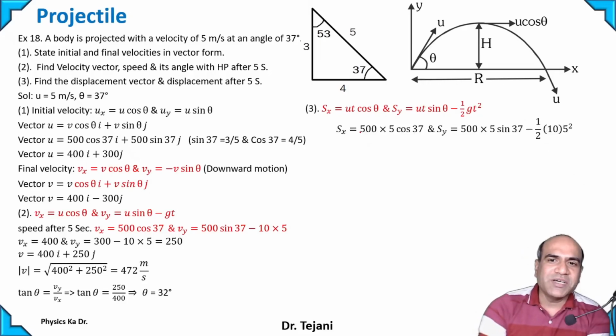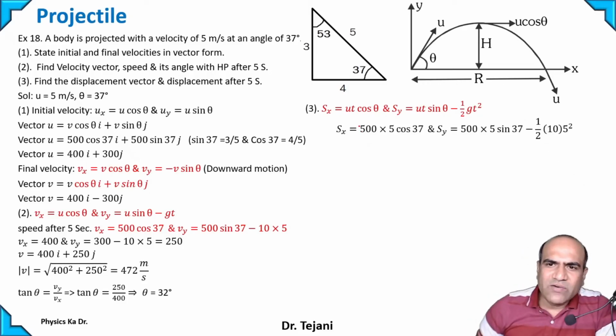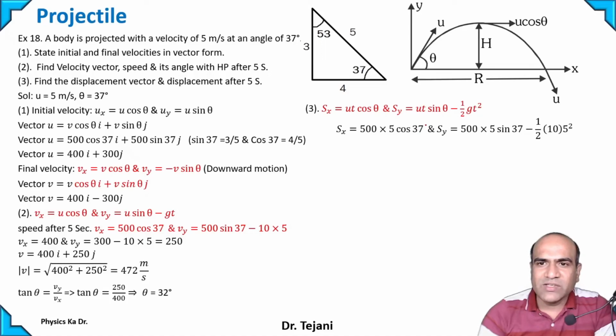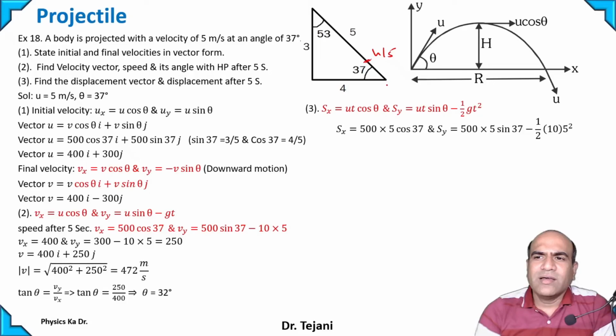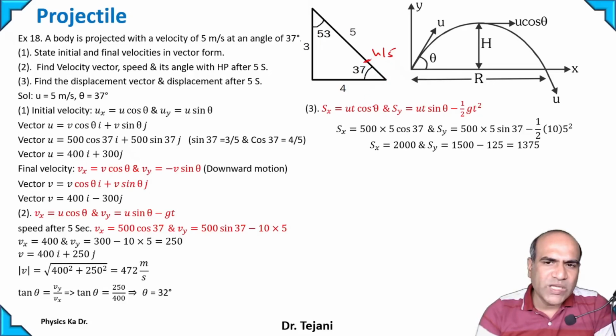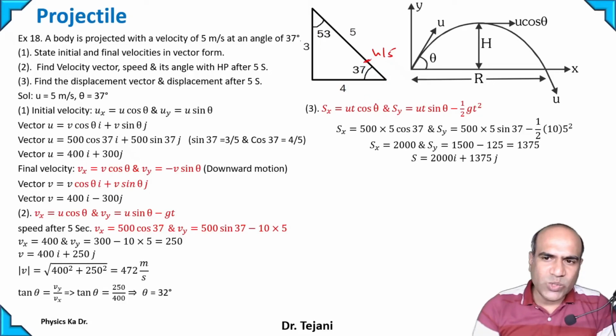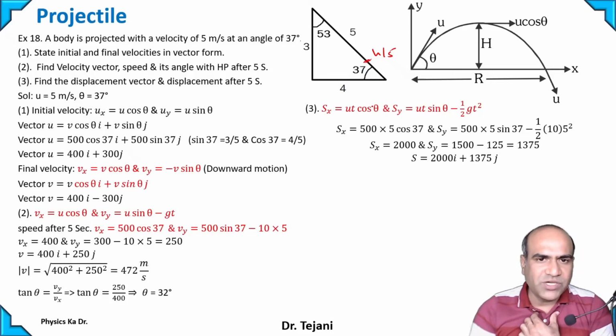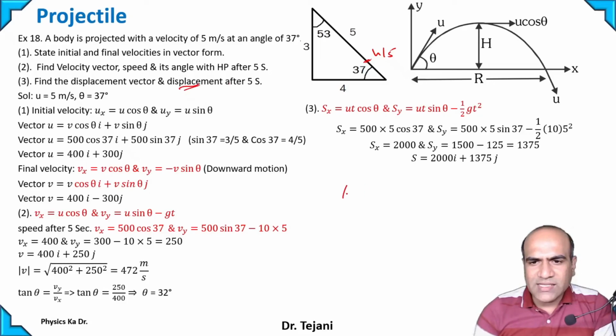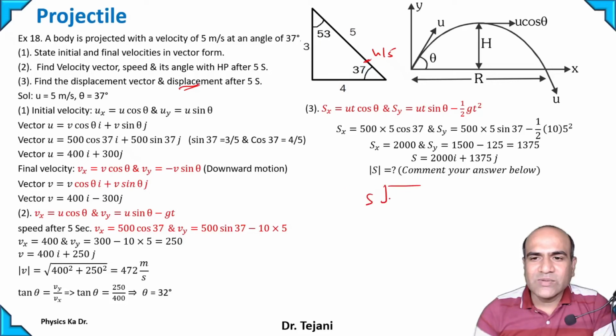Sx is equal to 500 5 cos 37. So cos 37 is equal to 4 by 5, and sin 37 is equal to 3 by 5. Put these values here. S is equal to 200i plus 1375j. And also we need the displacement, that means the magnitude of mod s is required. So s is equal to root under root sx square plus sy square.